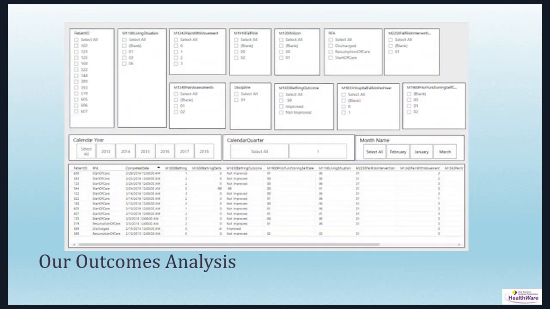Now, this slide is showing the outcome analysis by related data. Please note that you have options to filter your data by a wide number of factors, including by patient, by calendar year, quarter, month, and other related numbers.